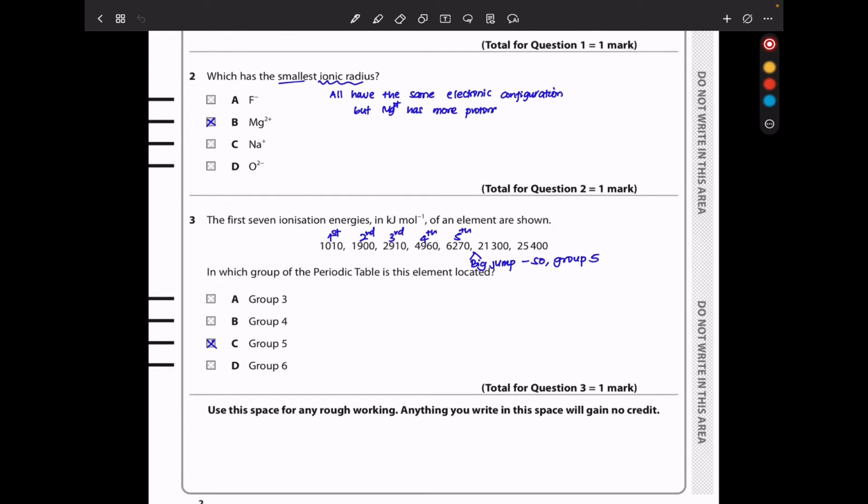In question 3, the first 7 ionization energies in kilojoules per mole of an element are shown. They say in which group of the periodic table is the element located. When you look at the first 5 ionization energies, we can see the change is not that drastic. There is no bigger gap between these. But from 6,270 to 21,000, there is a big gap. That is actually the first bigger gap. So we can say 5 electrons were in the outer shell, and this is going to be a group 5 element. So my answer was C.